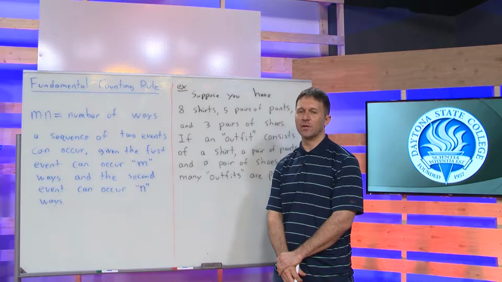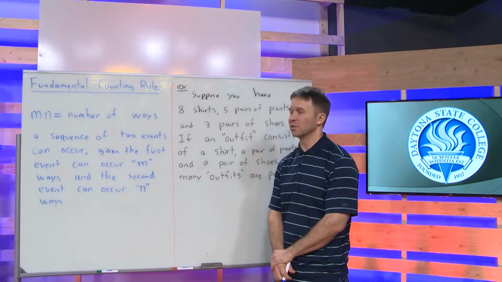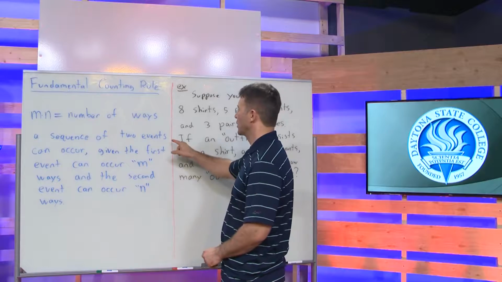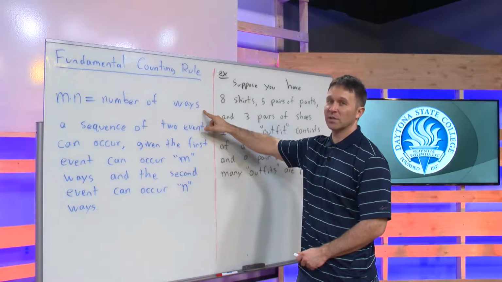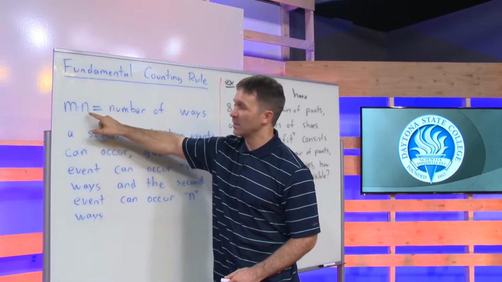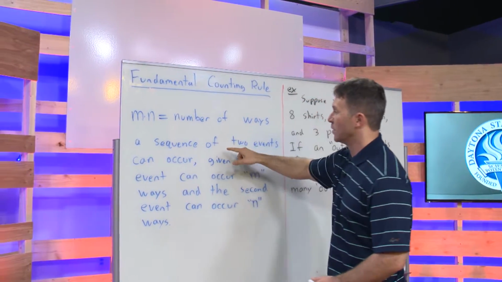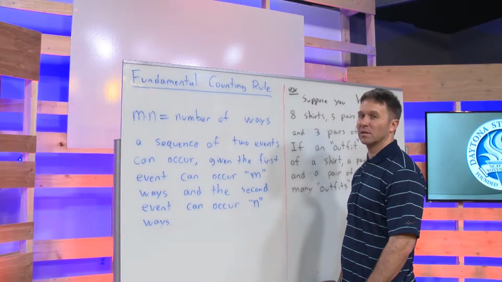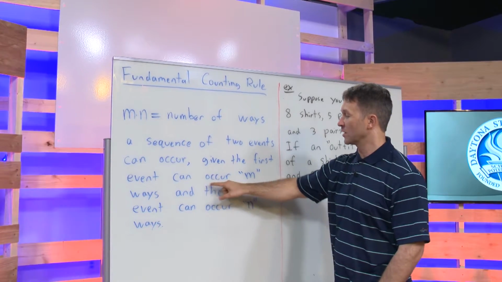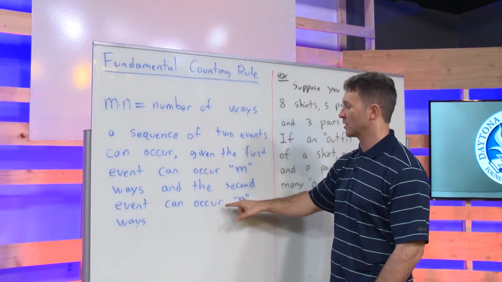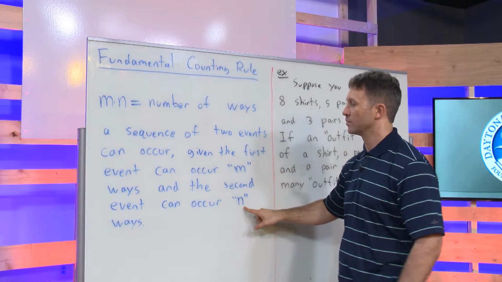For example, we're talking about the fundamental counting rule. So let's look at our problem. And actually, before we look at the problem, let's review what the fundamental counting rule says. It says that m times n equals the number of ways a sequence of two events can occur, given the first event can occur m ways and the second event can occur n ways.